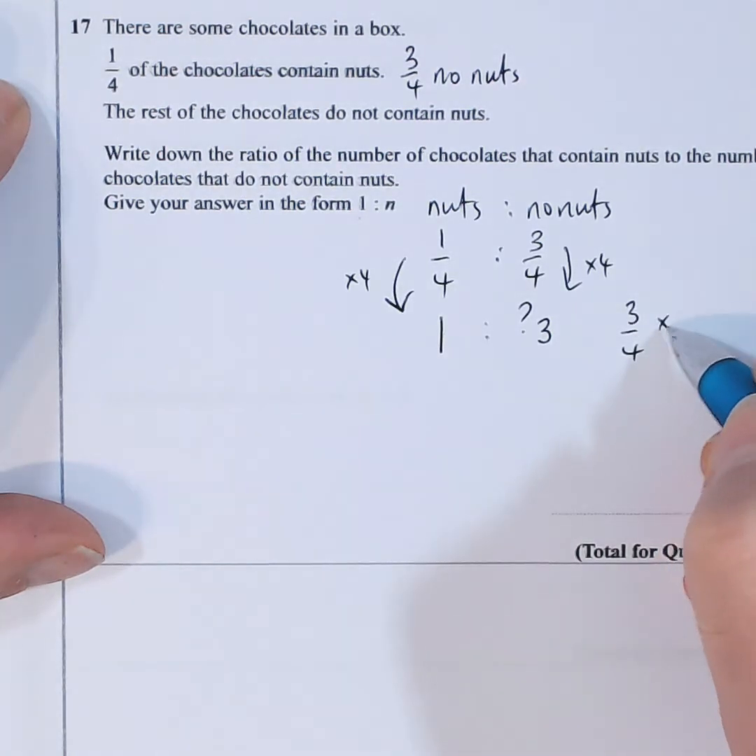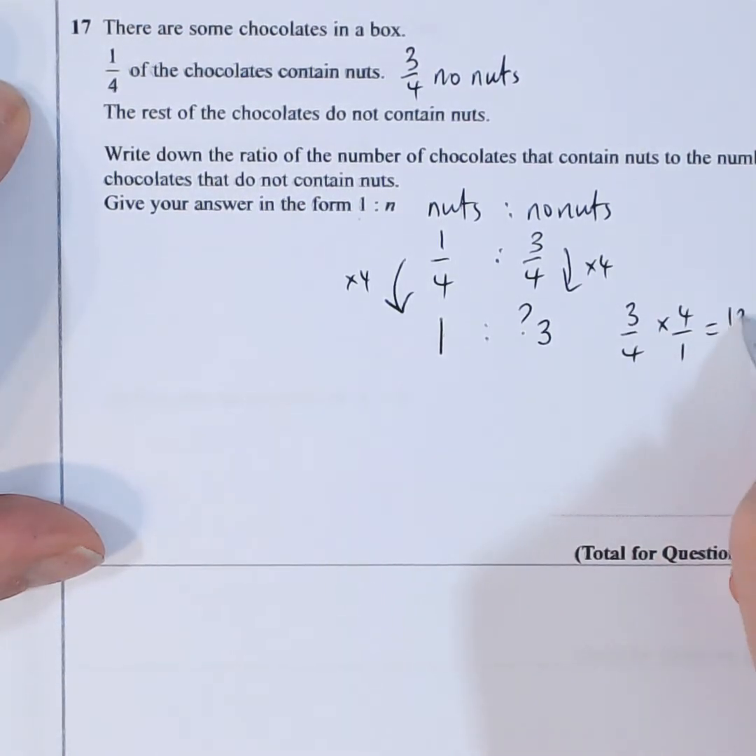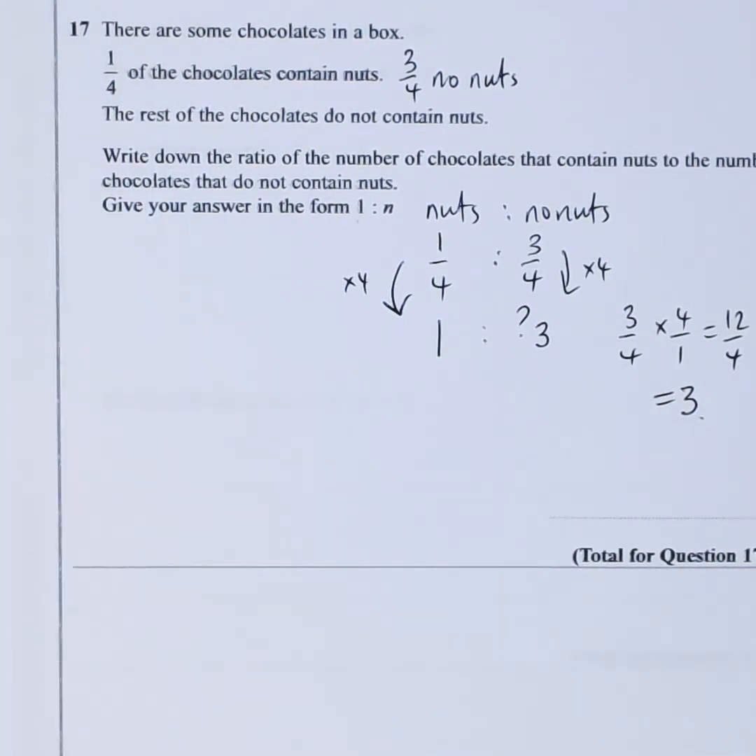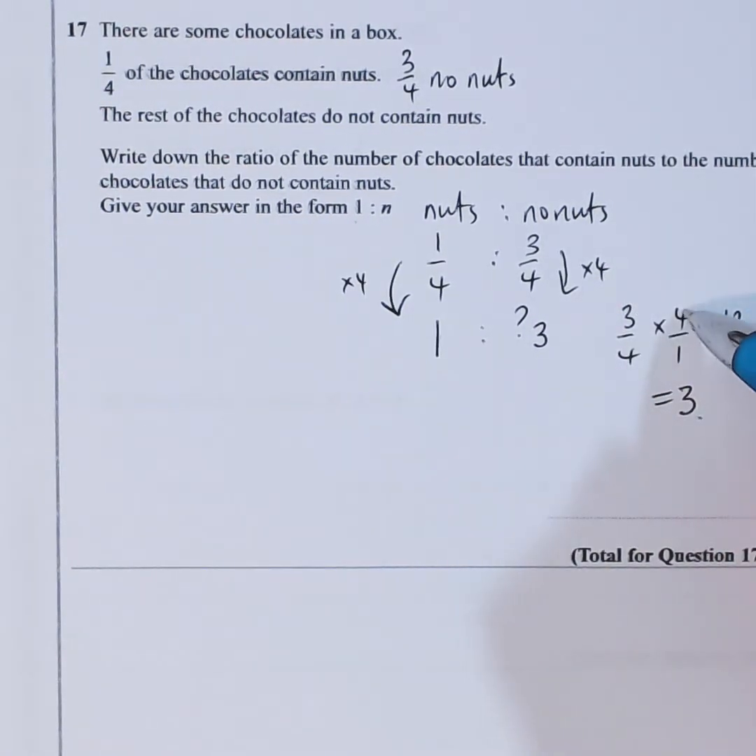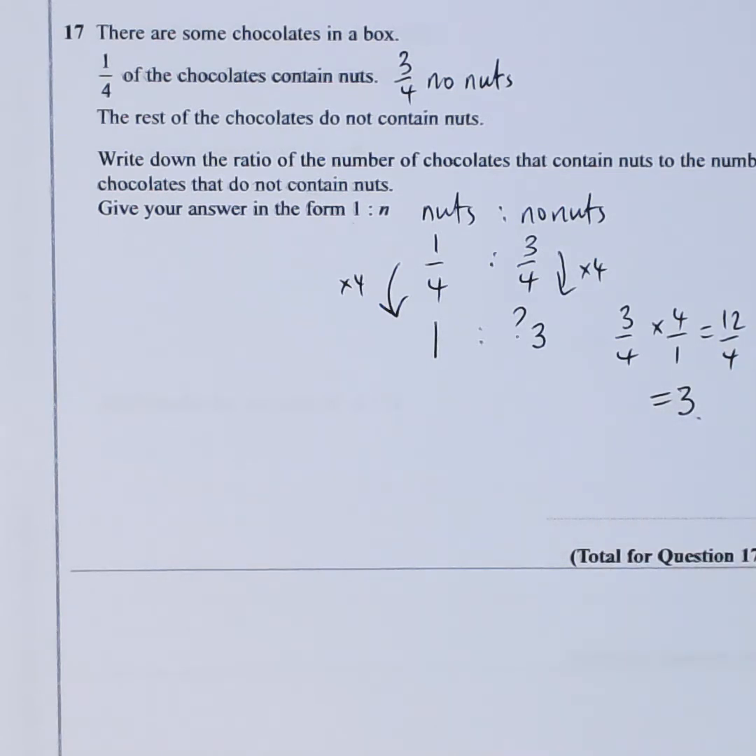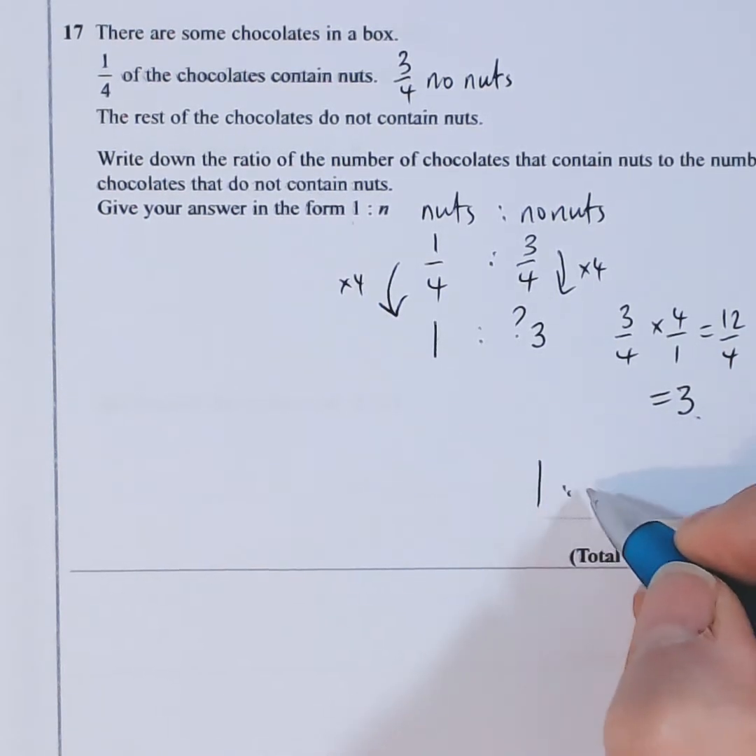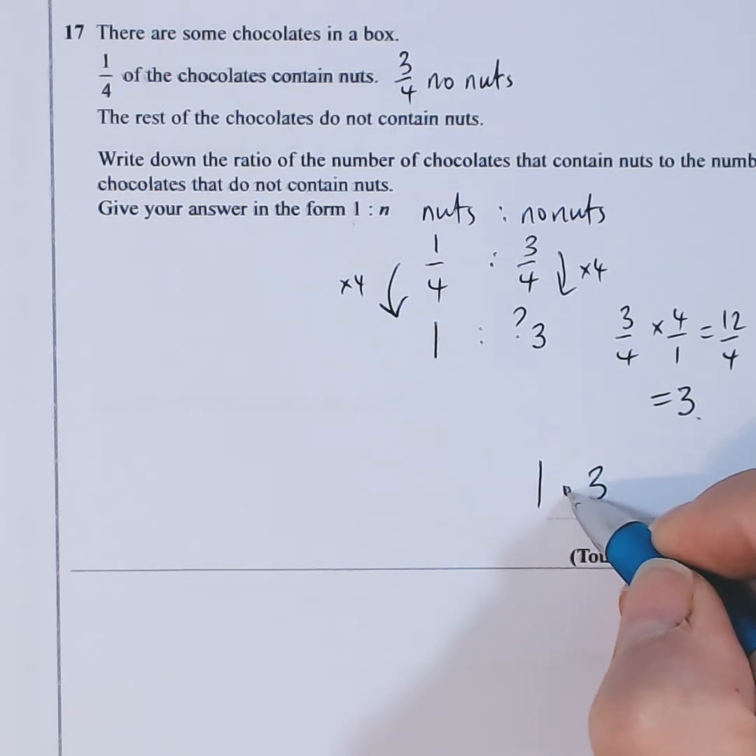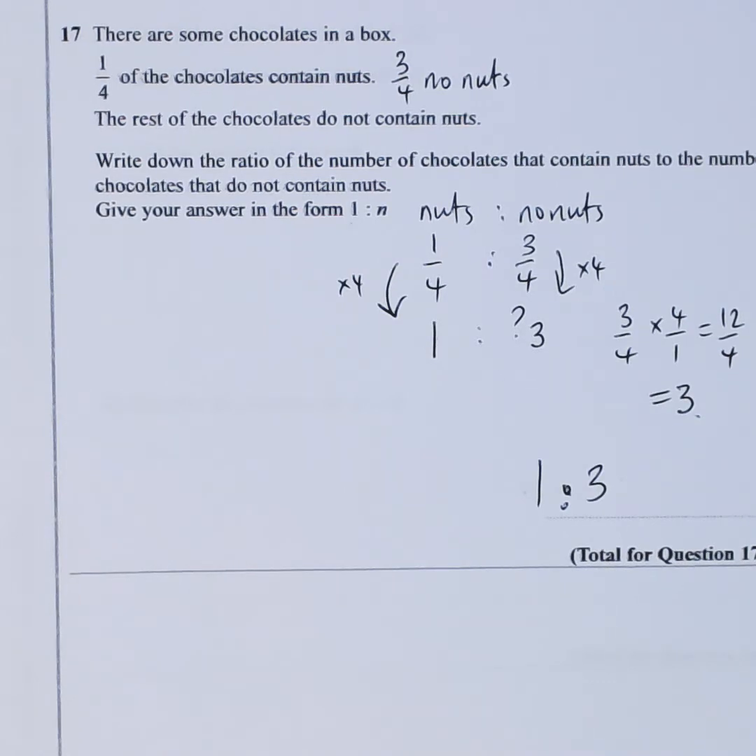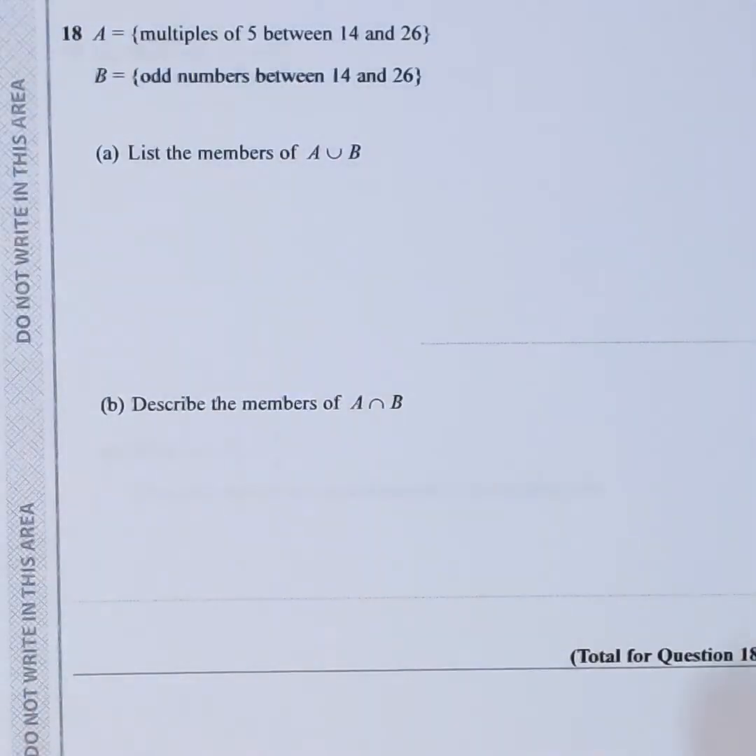3 over 4 times 4 over 1 is 12 over 4, which cancels to 3. Okay, remember 4 can be written as a fraction, so 4 over 1, any whole number can be over 1 as a fraction, and then when you multiply across and then cancel the fraction down, we can see that it's 3, so the answer on the answer line will be 1 to 3. Remember, ratios must have the 2 dots between each different variable. Okay, so that's how that question can be done.